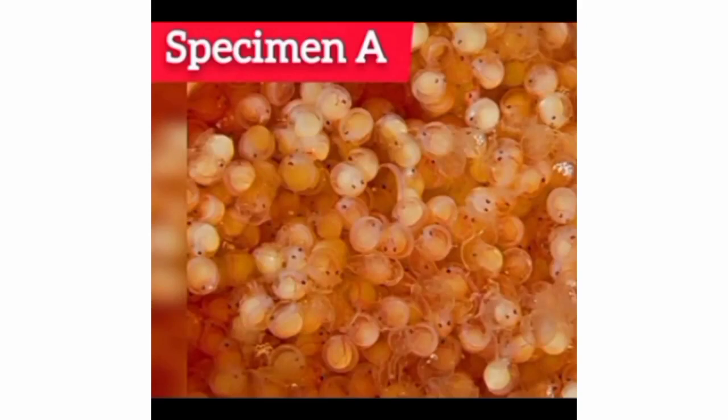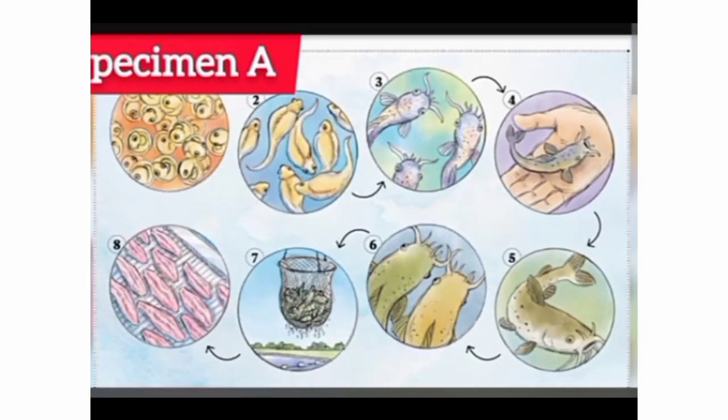This is the specimen A that we'll have in the biology practical. This is the egg that is being laid. The egg being laid has a golden color. That's how the egg looks like. You can see it very well.